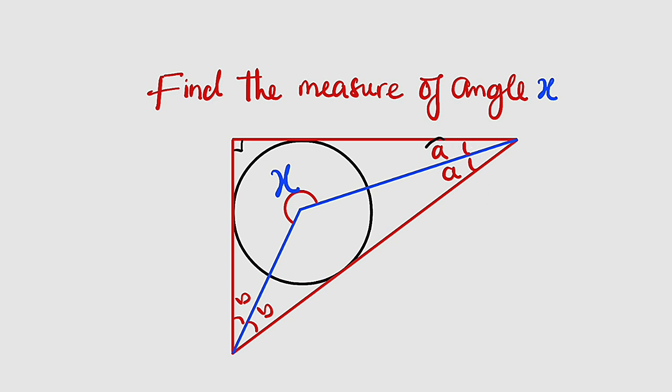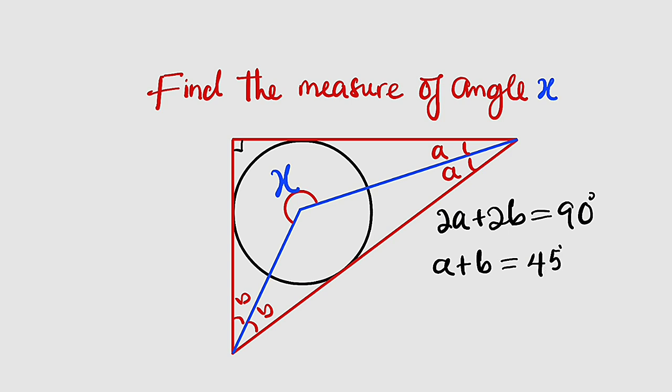All right, so if we add 2A and 2B together, we have 90 degrees. 2A plus 2B equals 90 degrees. Divide every single term by 2. 2A divided by 2 is A, 2B divided by 2 is B, and 90 divided by 2 is 45. Which means that the sum of A and B will give us 45 degrees.